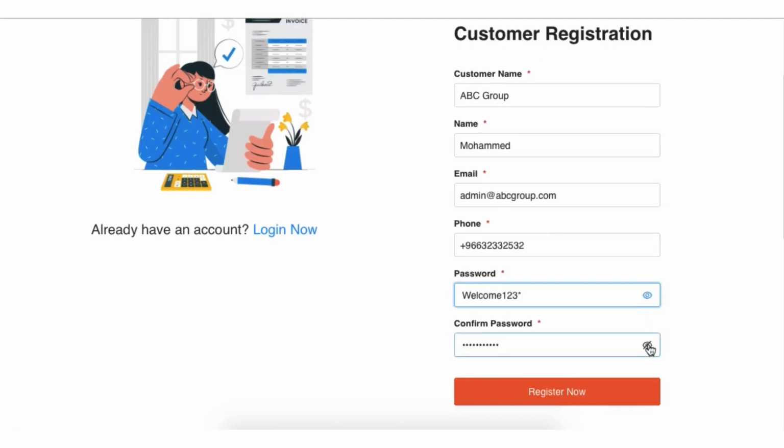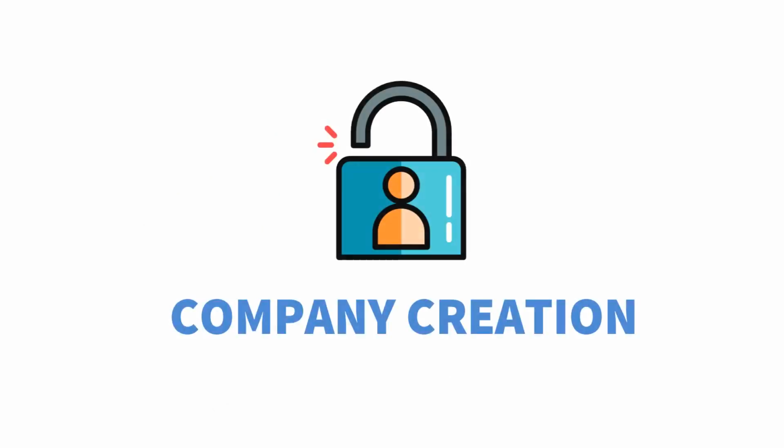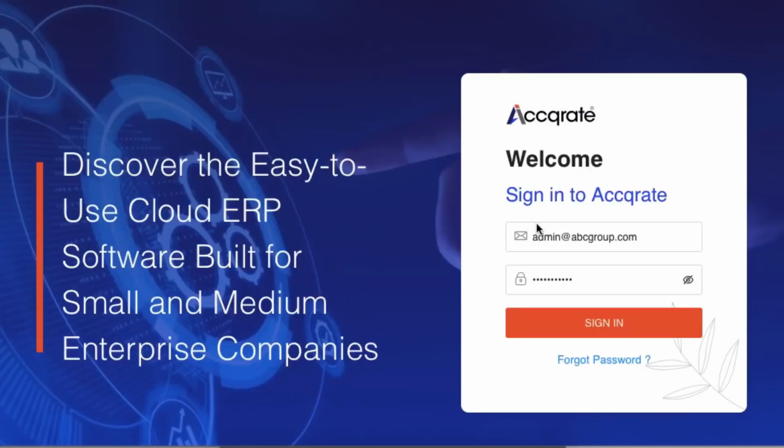You can click the I icon to verify your password. Then click the registration button for registering your company. This completes the registration process of your company. Company creation. After registering your company, it leads to the login screen. In the login screen, enter your username and password, and login.